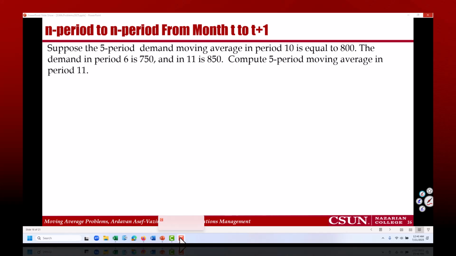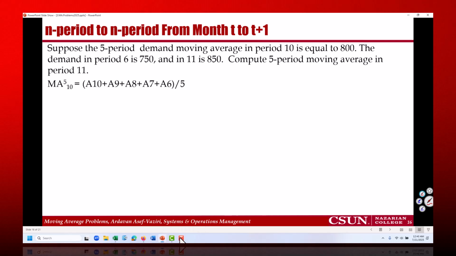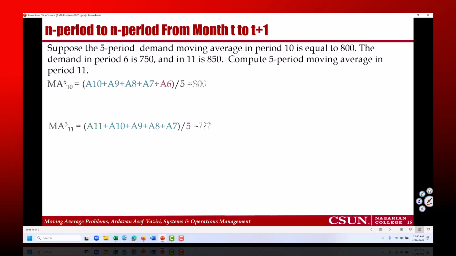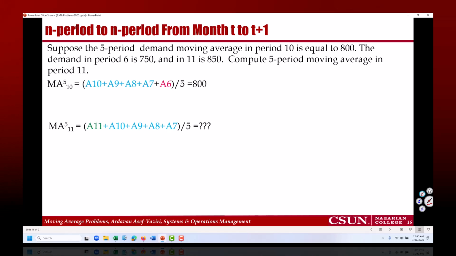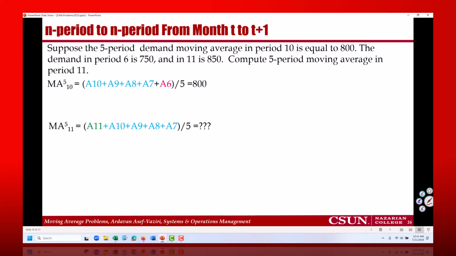5-period moving average in period 10, and also 5-period moving average, not 6-period moving average, in period 11. This is the 5-period moving average in period 10: the summation of these 5 numbers divided by 5. And this is the 5-period moving average in period 11. If we look at these two expressions, we see that the blue is common between them. So if I can find blue in the first expression, I can place it into the second.